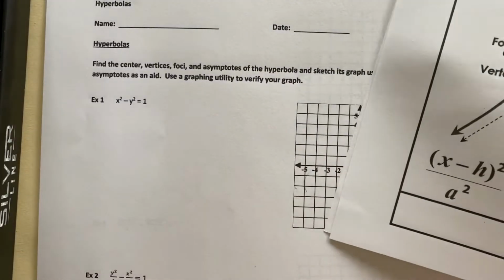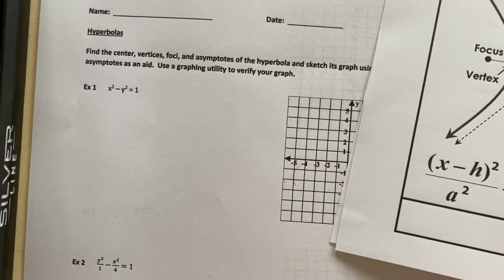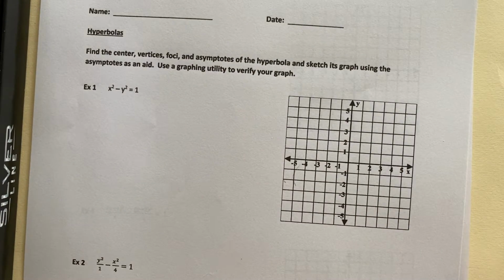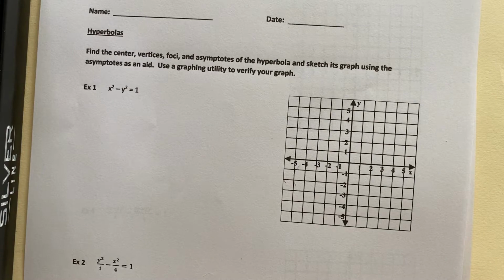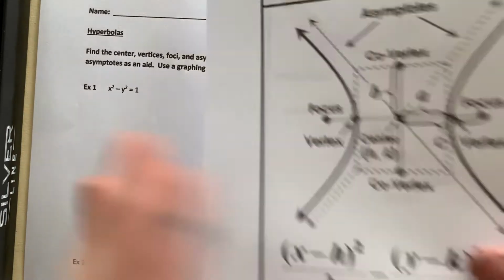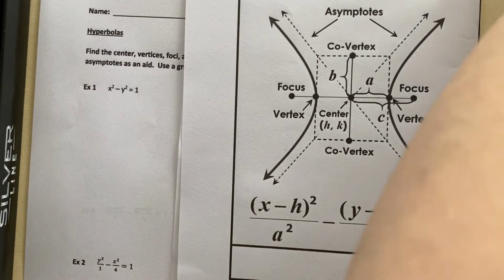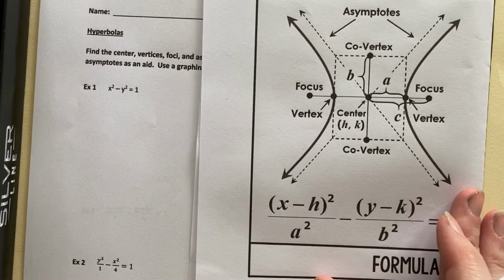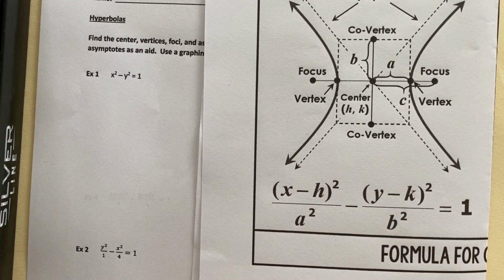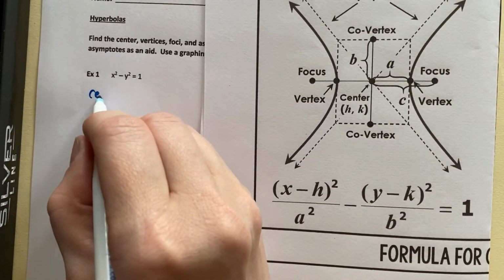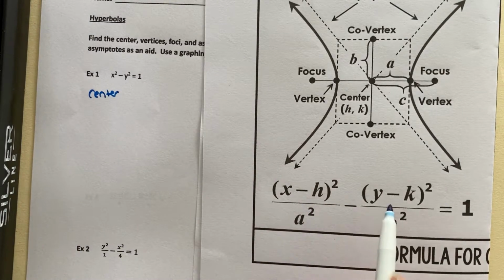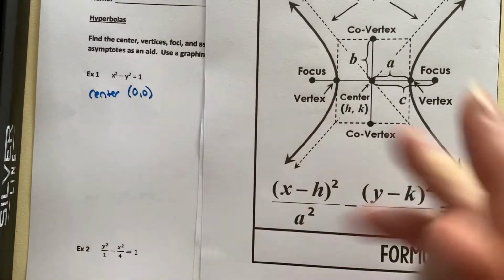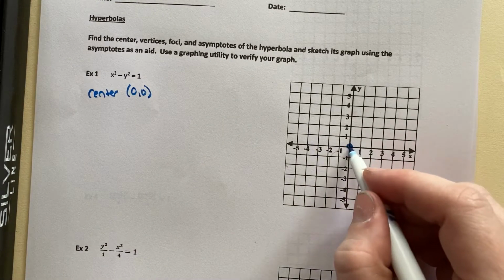So let's take a look at number one. Number one has the x first, which means it's going to look like this. So I'm going to match everything up, and I'm going to start by finding my center. My center would be a number added or subtracted onto the x and the y. There's nothing. So my center, luckily, which makes it pretty easy to graph, is at 0, 0.